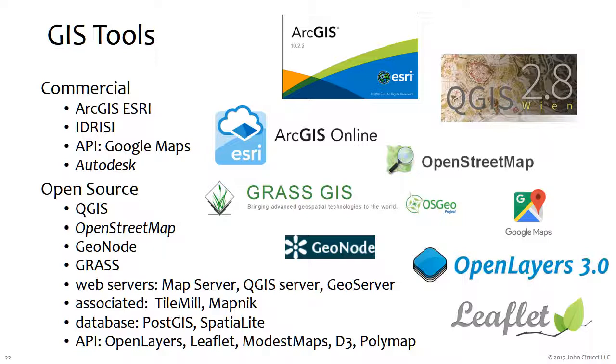I'll just mention a couple of others. So I've talked in the past about OpenStreetMap. It's not really a GIS per se. There's a GIS behind it. OpenStreetMap is sort of like an open source Google Maps. The nice thing about it is it is crowdsourced.